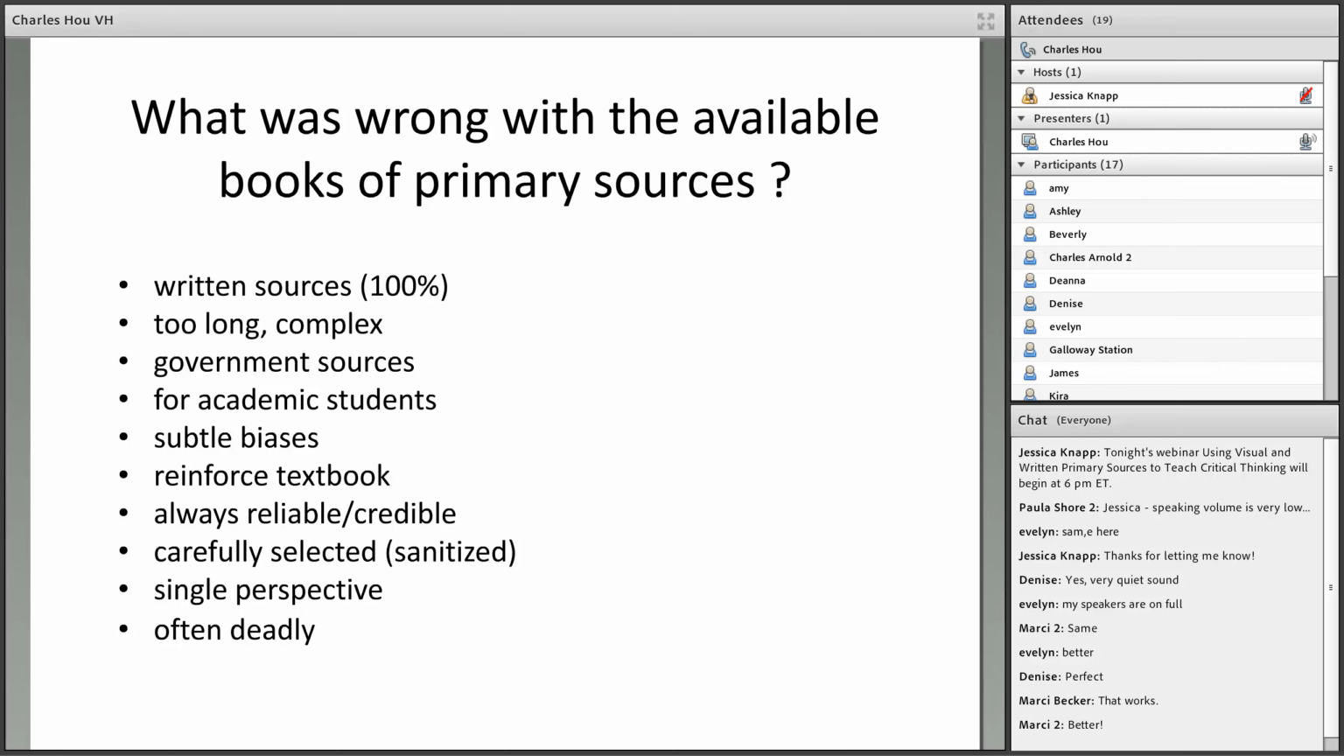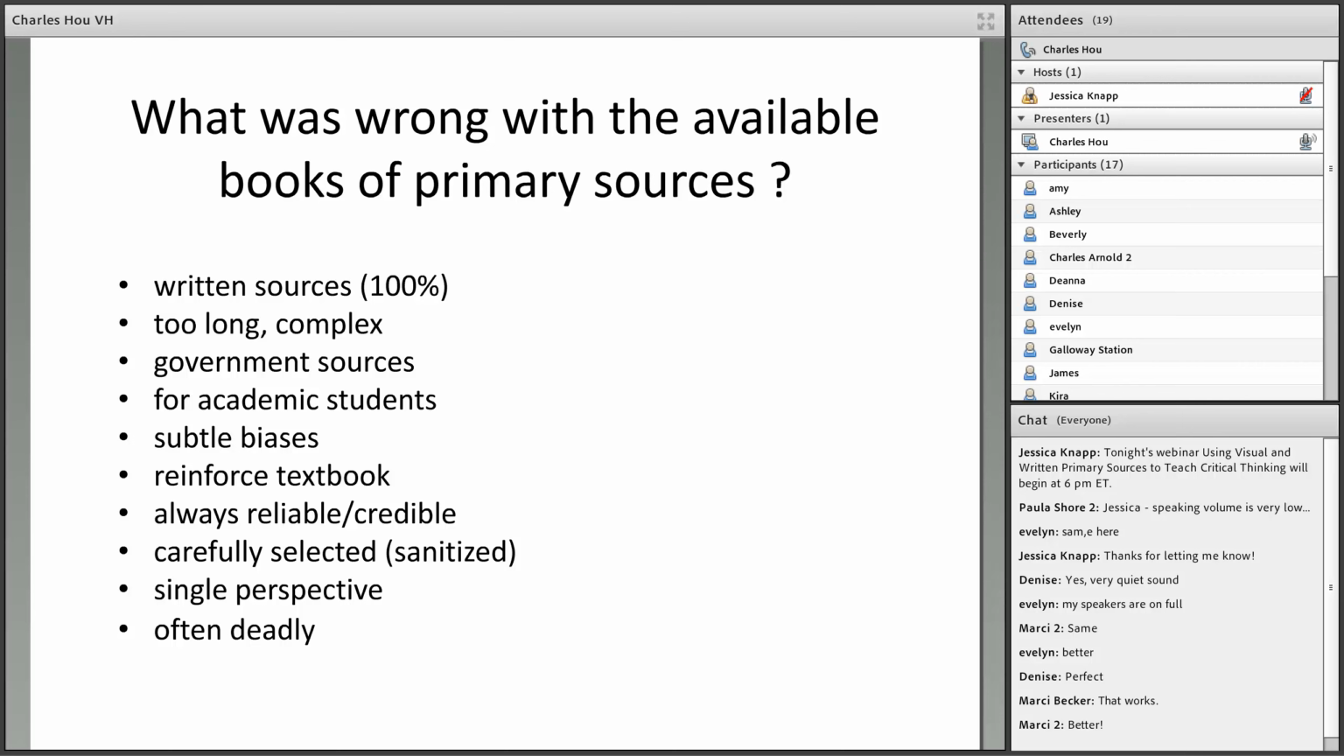The documents were too long. They were too complex. They were government sources or political or constitutional history. If you really want to bore students, give them constitutional history. The documents were designed for academics, probably because somebody took a university book of primary sources and tried to apply it to high school students.